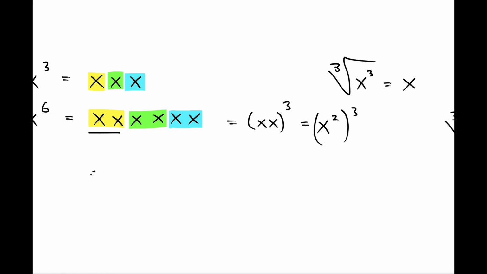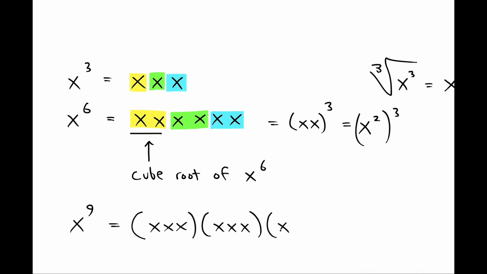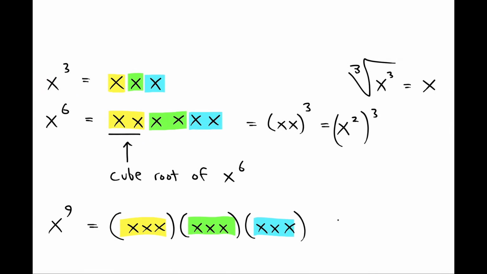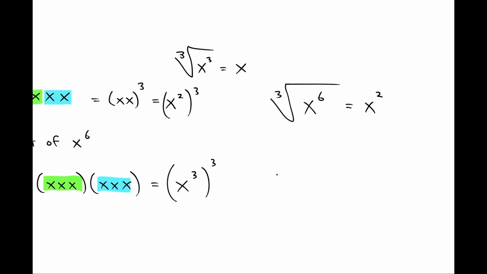So this is the cube root of x to the 6th. What we have is x to the 9th in our problem. So this is going to be a product of 3 x's times themselves times themselves. They come in a triple, so it's a perfect cube. And now we need to know what the cube root of x to the 9th is. Since x to the 9th is x cubed to the 3rd, it follows then that the cube root of x to the 9th will be x cubed.